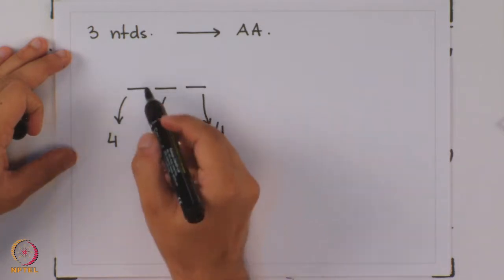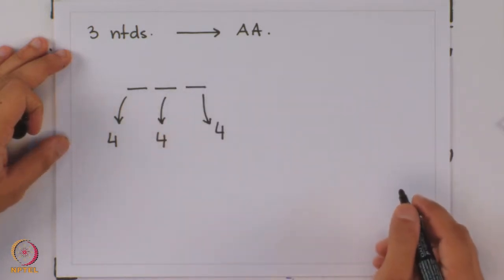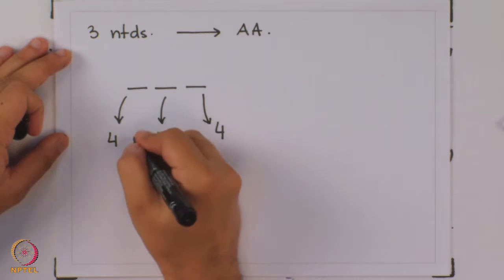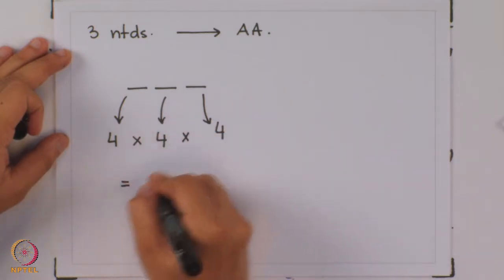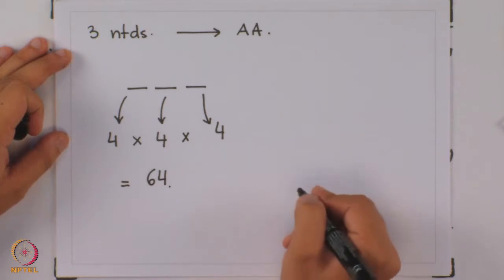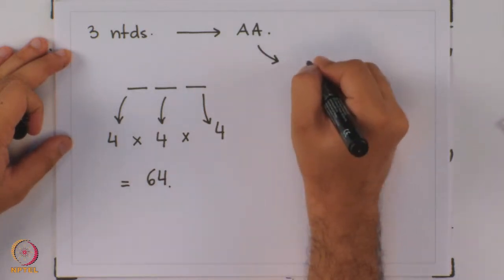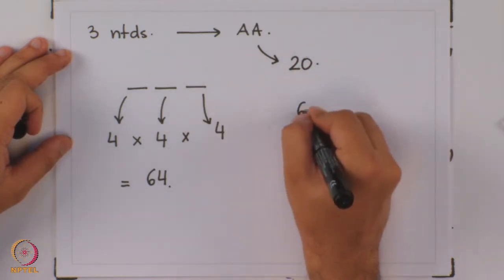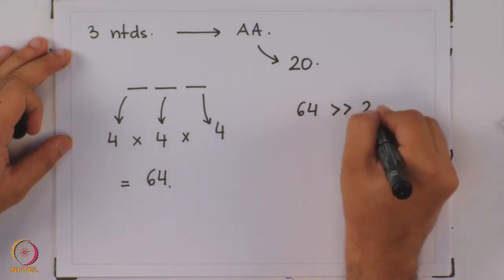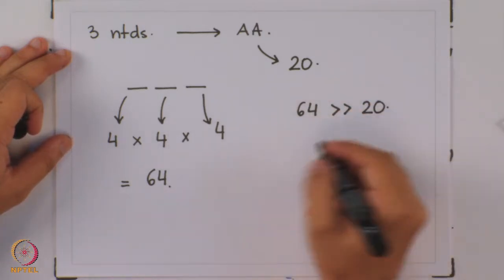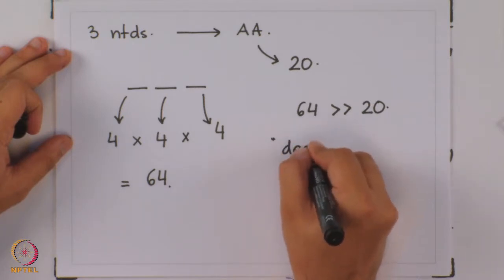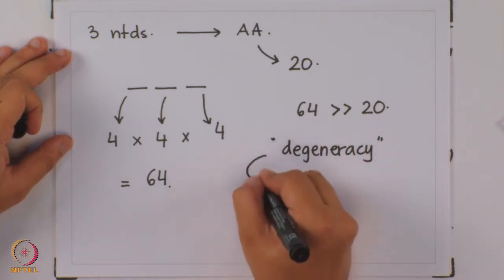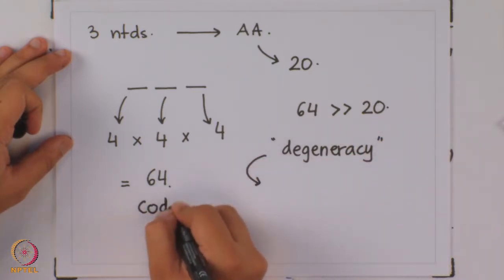So the number of distinct triplets that we can generate from DNA sequences, where each triplet is 3 nucleotide bases, is 4 cross 4 cross 4, which is equal to 64. And the number of amino acids that have to be allotted these codons is 20. Now 64 is obviously much larger than 20. So that means there is what is called degeneracy. So these are called 64 codons.